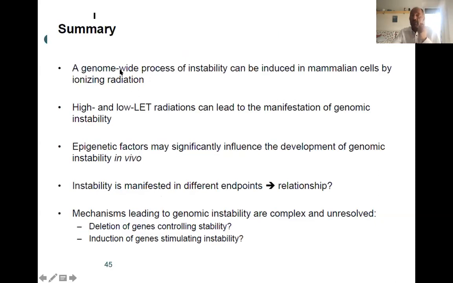So genomic instability is a genome-wide process that can be induced by radiation, both high LET and low LET. At the beginning, high LET seemed to be more effective, but now it's unclear. Epigenetic factors may significantly influence the development of genetic instability in vivo, that's for sure. Instability is manifested in different endpoints, but we don't know the relationship very well. And the mechanisms leading to instability are complex. This can be deletion of genes that control stability, induction of genes stimulating instability. It's something that comes with time.